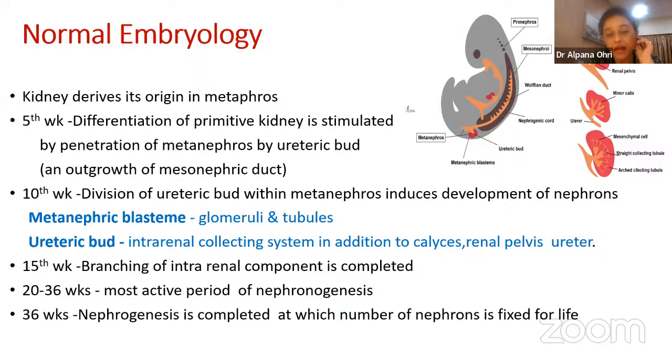So all this happens by about the 15th week, and by the 20th to 26th week, nephrogenesis starts, and it is most active in that phase. By 36 weeks, nephrogenesis is complete, and whatever number of nephrons are present or developed at this point of time is the nephron endowment for life.